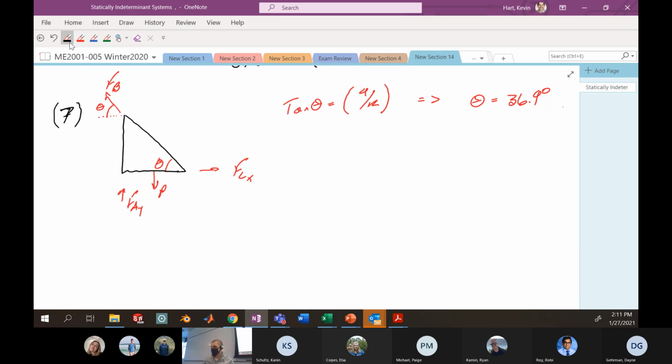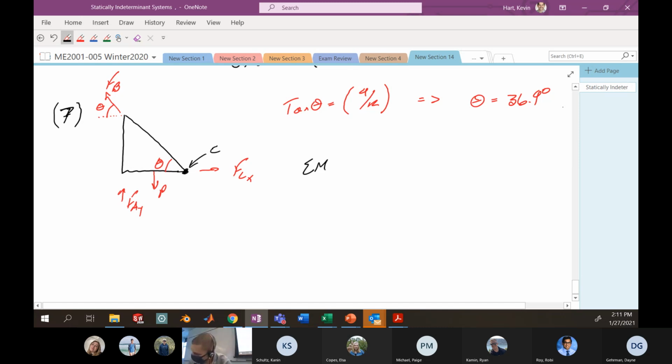So a couple ways we could go about this. I think the easiest way is to actually take a moment about C. So here's point C, remember? The reason I'm going to take the moment about C is because the line of action of this force and the line of action of this force both pass through C. So if I take the moment about C, the only unknown that I'll have is this particular force here.